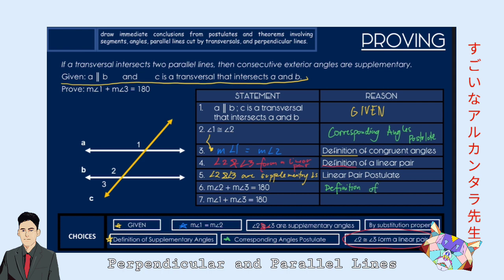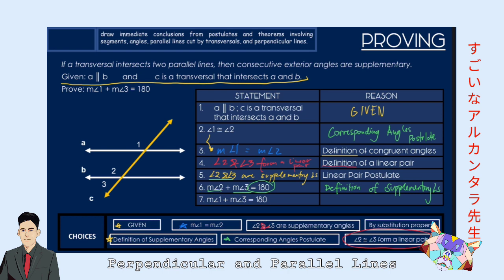Wait, let me write it up first. So the reason why this is definition of supplementary angles is because, excuse me, we start with angle 2 and angle 3, identifying that they are linear pair, and then that they're supplementary. Hence, if you add their measurements, it will be equal to 180. That's the definition of supplementary angles.